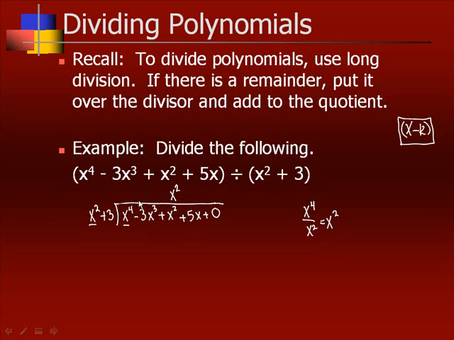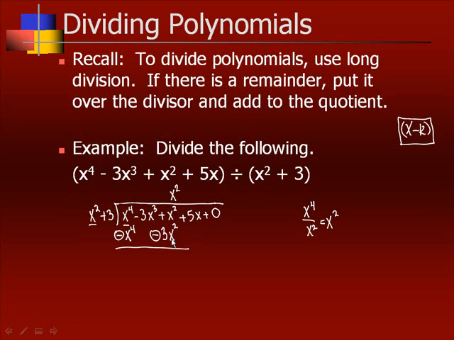Now when we multiply, x to the 2nd times 3 is 3x squared. We need to make sure that we bring it right under the other x squared. And then x to the 2nd times x to the 2nd is x to the 4th, and we need to make sure that that goes under the x to the 4th. Now we subtract the polynomials by changing the signs. That goes to a negative, that goes to a negative.